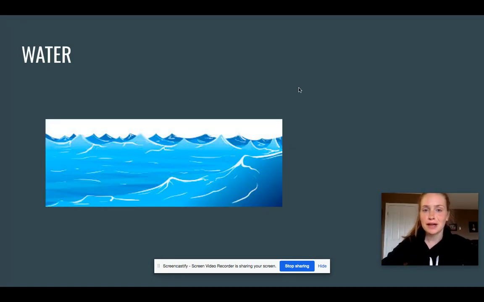Water is a limiting factor as well because, as you know, it's essential for life. It's also an important part of cells, and it's used by plants, for example, to carry and distribute the nutrients that they need to survive.